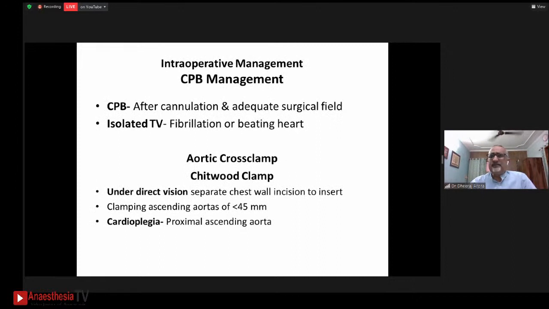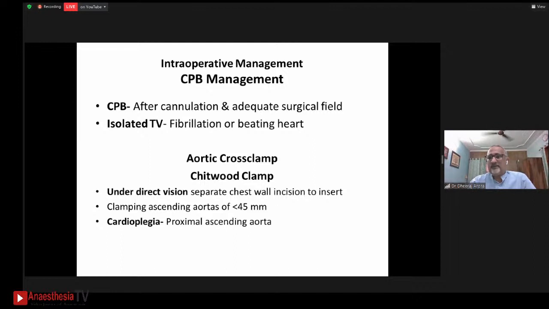The bypass management: after putting the cannulations, we have to go on bypass. Although the bypass management is almost the same as that of routine cardiac surgery, the only thing is that if we are doing isolated tricuspid valve surgery, then we should not clamp the aorta. We can also fibrillate the heart, or we can do it on the beating heart. Whenever doing mitral valve surgery, we have to clamp the aorta.